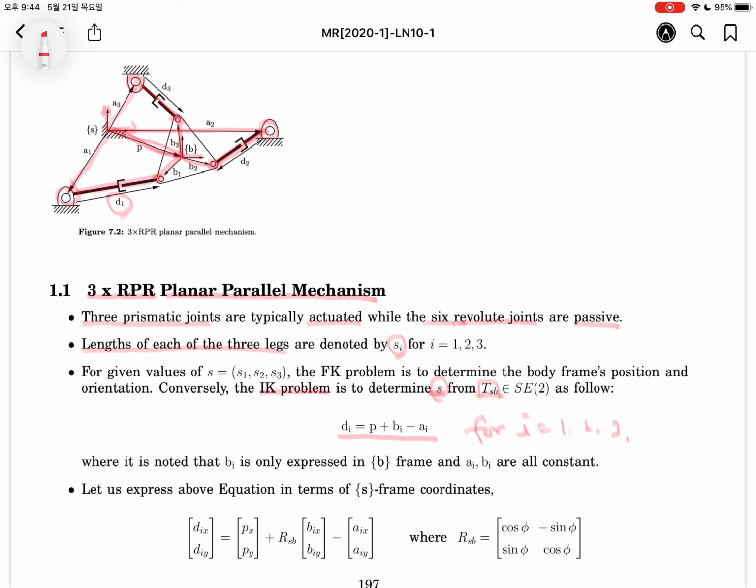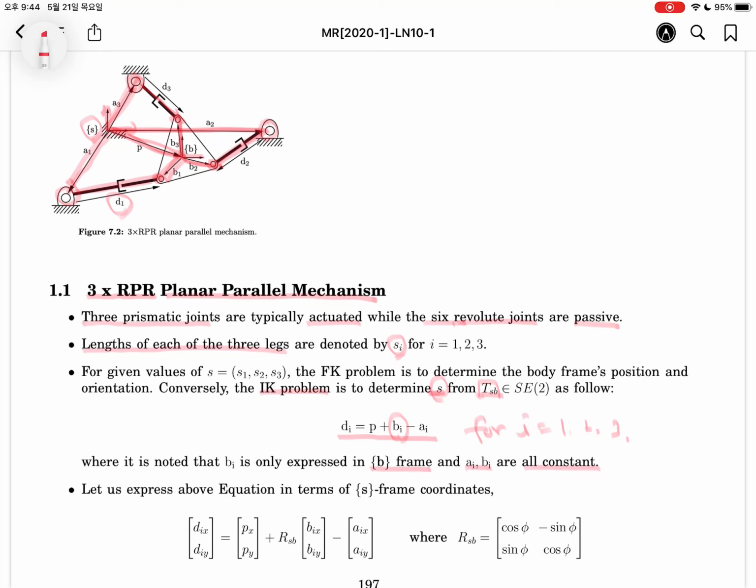From here, every vector will be expressed in the S frame except b, is it right? So b will be expressed in terms of the B frame. The other ones will be expressed in terms of S. On the other hand, A1, A2, A3 will be constant. Is it right? Okay, in terms of the B frame, B1, B2, B3 will be constant. So Ai and Bi will be constant.